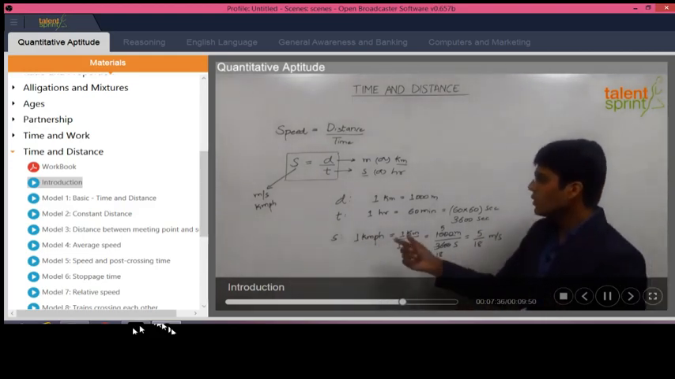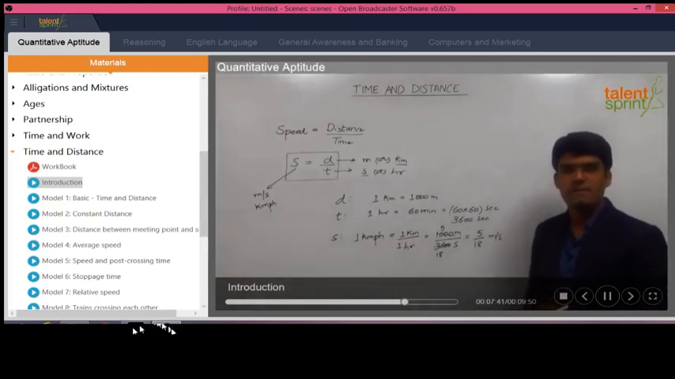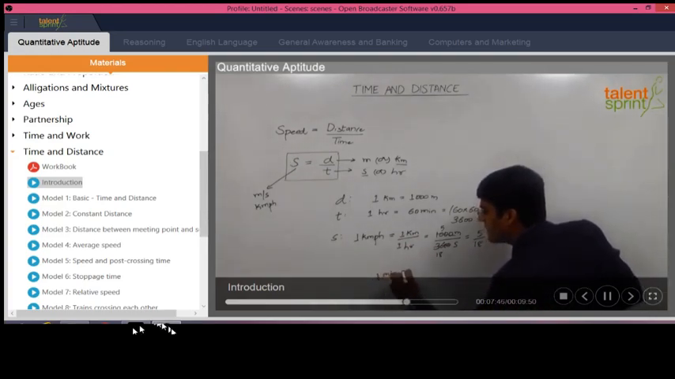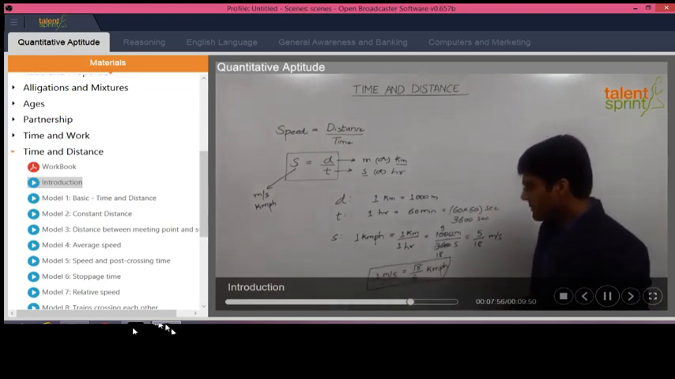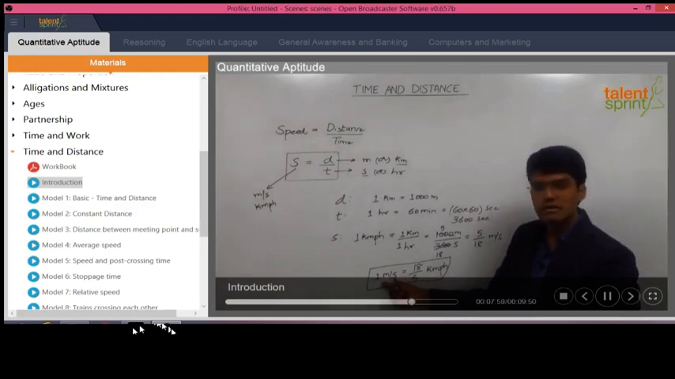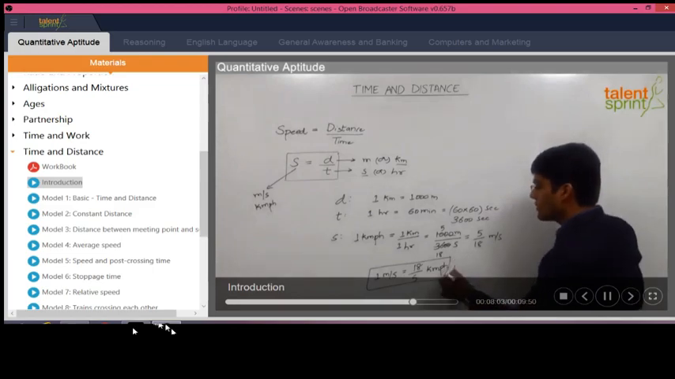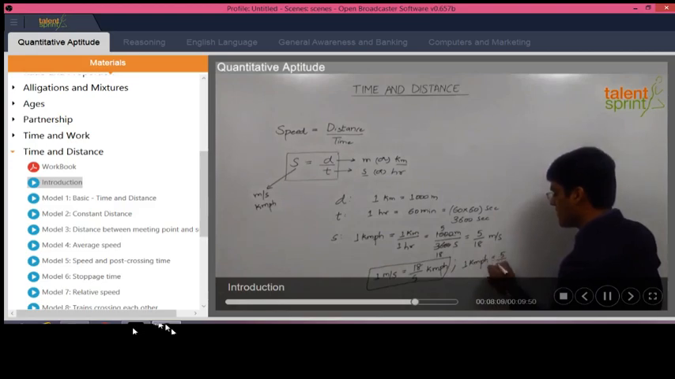So whenever we have to convert kilometers per hour to meters per second, we should multiply the given magnitude with 5 by 18. And from this we can understand that 1 meter per second will be equal to, if we take it to the other side, 18 by 5 kilometers per hour. So this is how we can convert meters per second to kilometers per hour. That means whenever we have to convert the given value in meters per second into kilometers per hour, we should multiply by 18 by 5. Or if we have to convert kilometers per hour to meters per second, we have to multiply by 5 by 18.